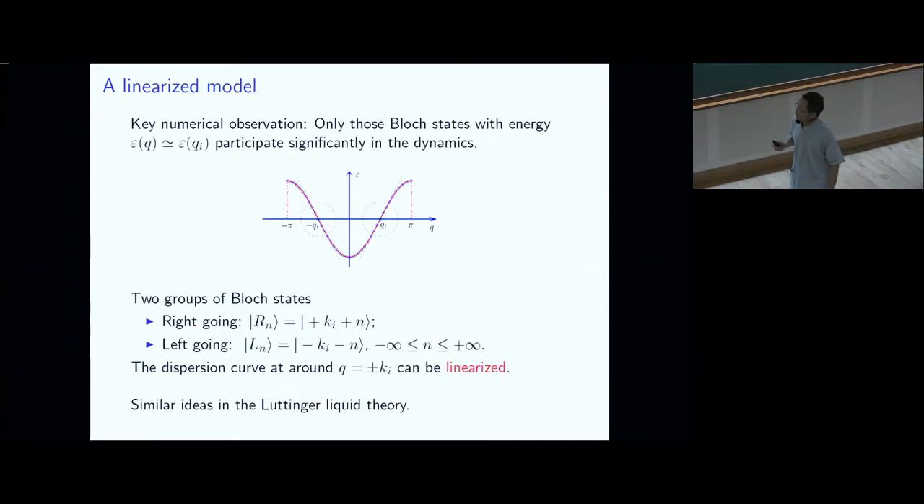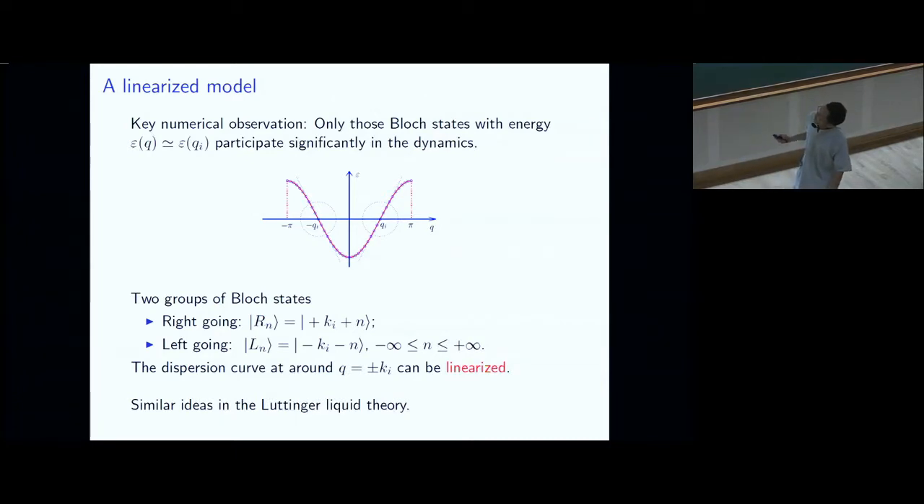So we also tried to understand the cusps here. Again, we have a very important numerical observation. So this is the dispersion curve. Initially, the particle is in this Bloch state. The numerical observation is that throughout the process, only those Bloch states in the vicinity of Qi and minus Qi are significantly populated. Those levels at the top or the bottom of the energy band have a negligible population.